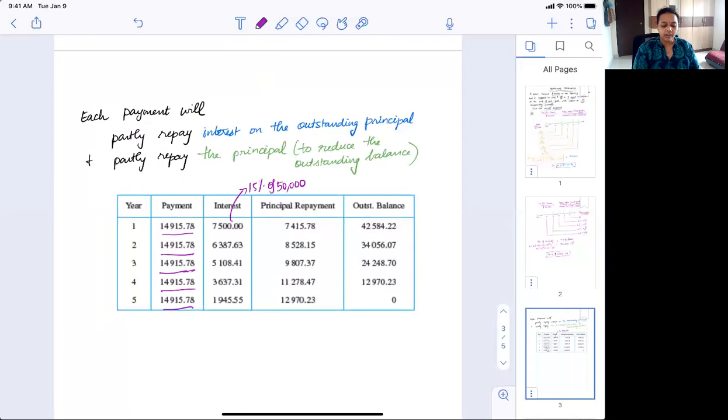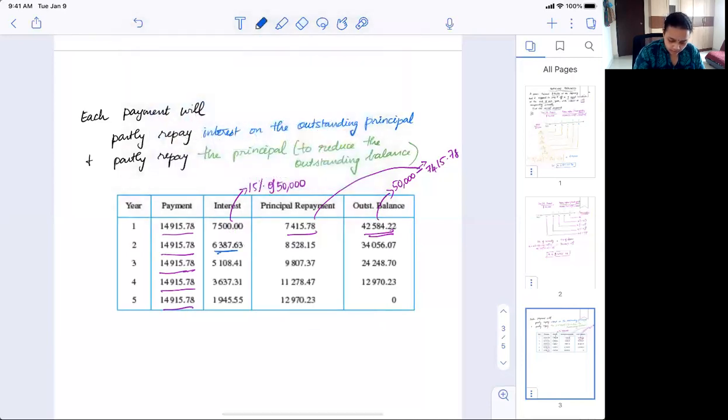And that's 7,500. And the rest of the payment goes towards repaying the principal. And so your outstanding principal balance is now 50,000 minus 7,415.78. This becomes your outstanding principal balance. And in the next time period, you're going to be charged 15% of the outstanding balance. You're going to be charged, let me use a different color.